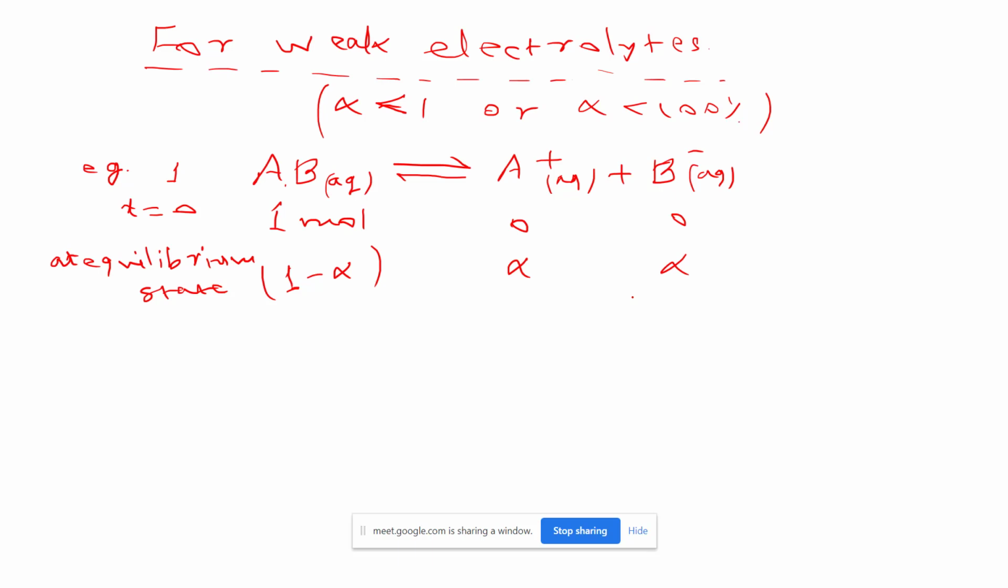For AB undissociated form, AB aqueous as we have written, this form is known as undissociated form. For the undissociated form we are taking initially 1 mole, and out of 1 mole alpha mole has reacted, so the remaining unreacted moles of this solute will be 1 minus alpha here.